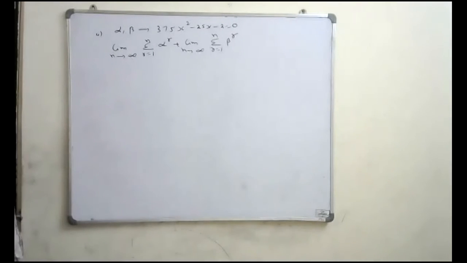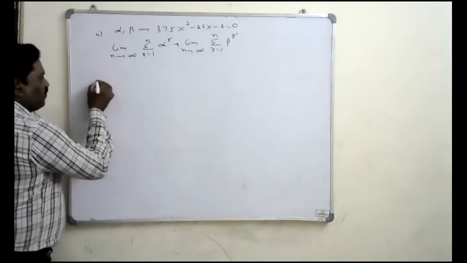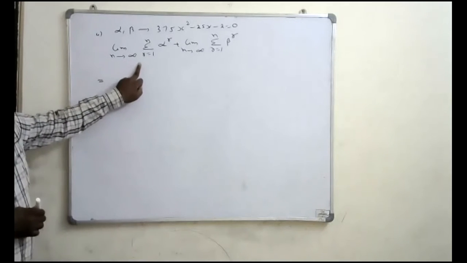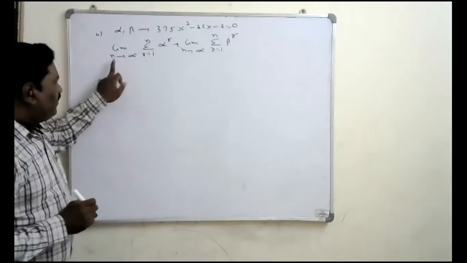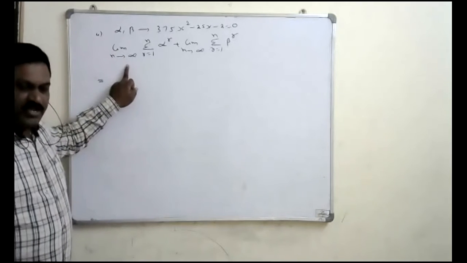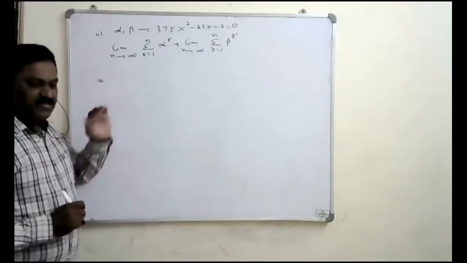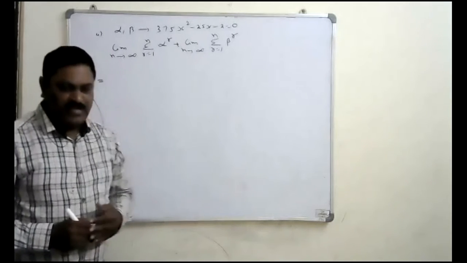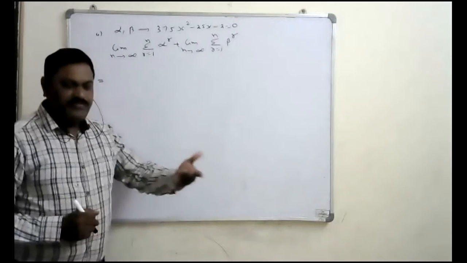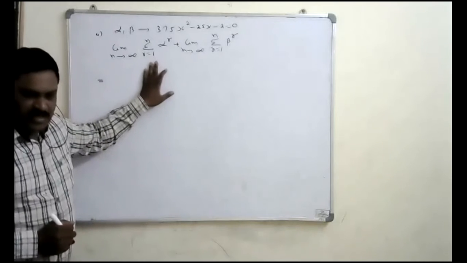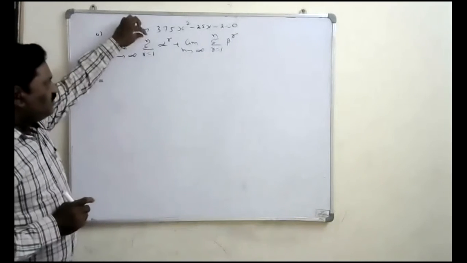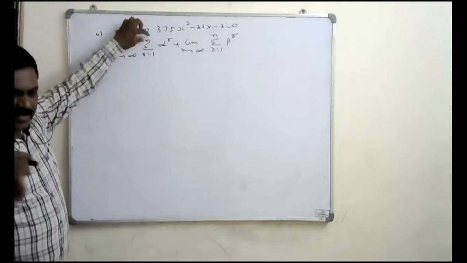Just observe here. First, in this problem, limit n tends to infinity means that n is going to approach infinity. n represents the number of terms. So the number of terms reaches infinity, which means in this series the total number of terms is infinity. That is the meaning of that.